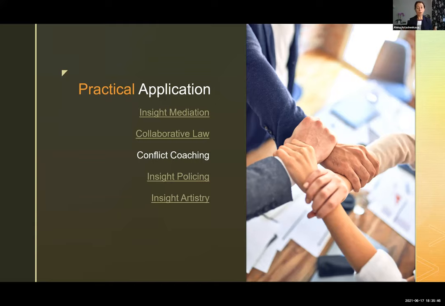Other members of Insight Collaborations International use insight towards artistry. They use insight to understand the interiority of thinking that they take towards their art and their work, and to understand what might lead us to certain thoughts and decisions and choices in conflict. It is quite an interesting adaptation of this approach towards a completely different work than conflict or policing.